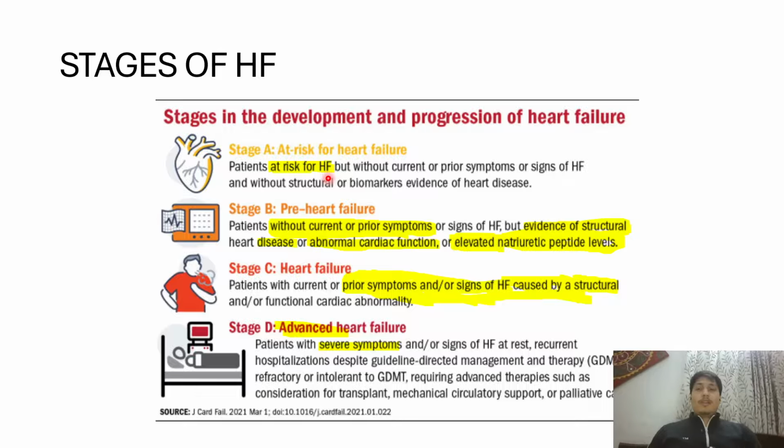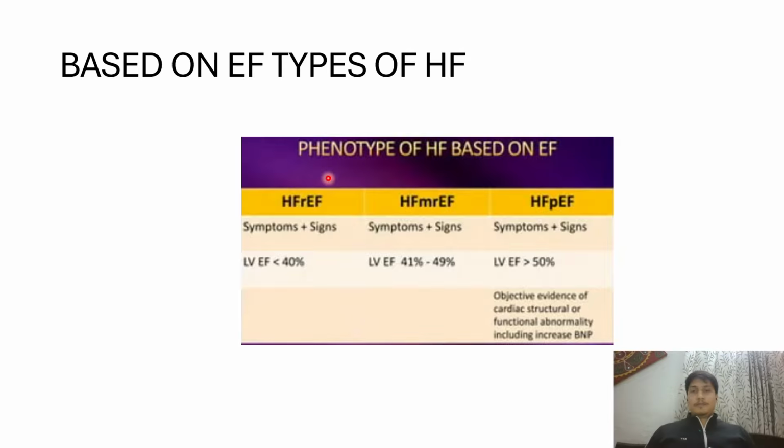When we are talking about pre-heart failure, stage B, the patient may not have any symptoms, but will have evidence of structural heart disease or an increase in cardiac markers such as BNP. In stage C, patients will have symptoms and signs and also structural heart disease. And stage D are patients with advanced heart failure. These are patients who will have recurrent hospitalizations and may need extra therapy other than the guideline-based medical therapy.